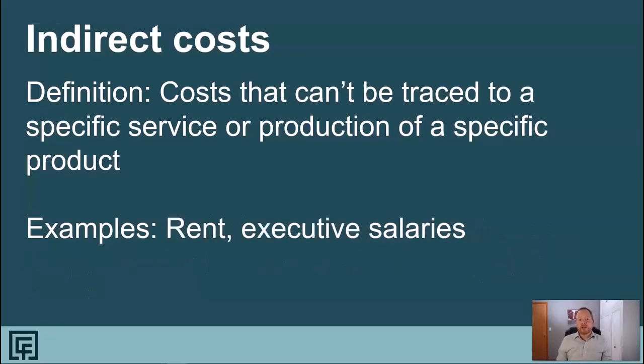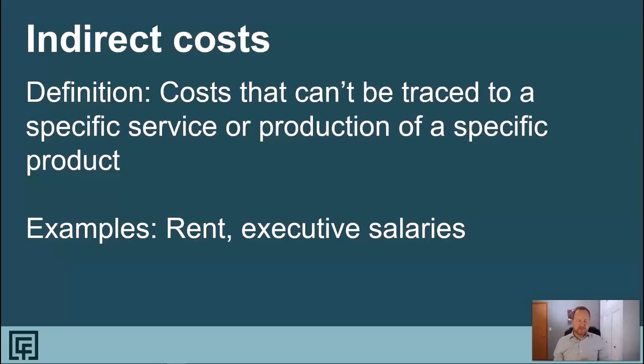Indirect costs are costs that can't be traced to a specific service or production of a specific product. Examples include rent, especially for administrative offices, and executive salaries. We can go further in talking about direct versus indirect versus overhead costs, but we'll just stop here in breaking costs into direct and indirect costs.